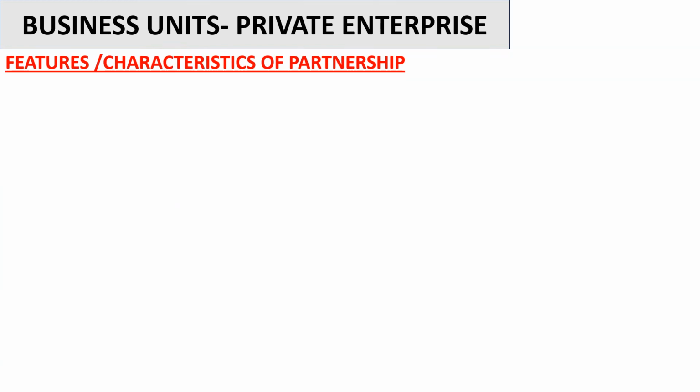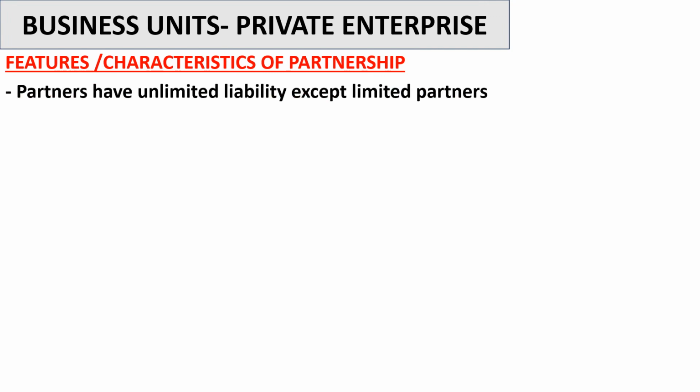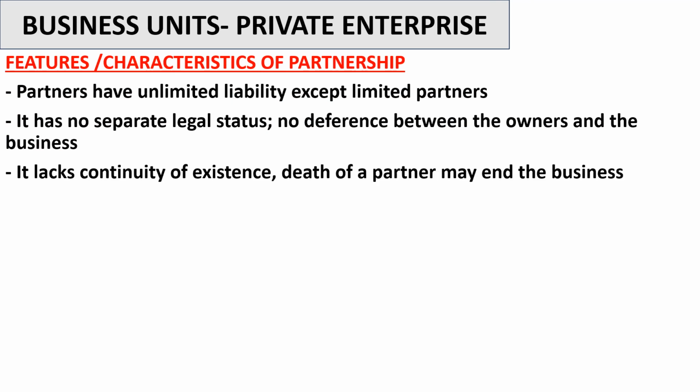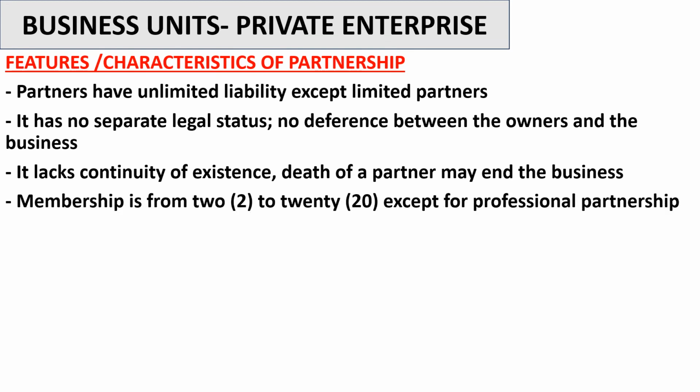Now let's take a look at features and characteristics of partnerships. Most of them we have discussed. We just want to see if a question comes which says outline the features of partnership, how do you tackle it? So partners have unlimited liability except limited partners. It has no separate legal status, no difference between the owners and the business. It lacks continuity of existence. If both partners die, then the business also dies, just like sole trade. Membership is from 2 to 20 except for professional partnership.